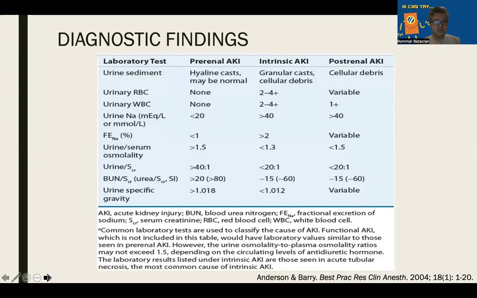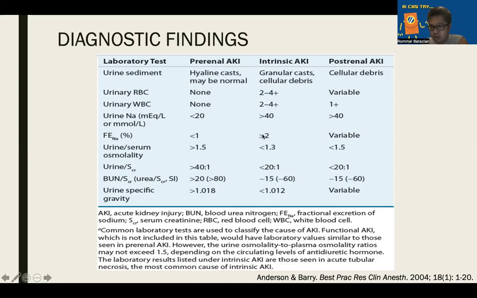So for diagnostic findings, these are the differences. In pre-renal, usually there's no red blood cell or white blood cell cast because this is relatively milder at the onset. A very important marker would be the fractional excretion of sodium. The computation would be urine sodium times serum creatinine divided by urine creatinine times serum sodium. If the ratio is less than 1, that means the kidney's ability to reabsorb sodium is still intact.